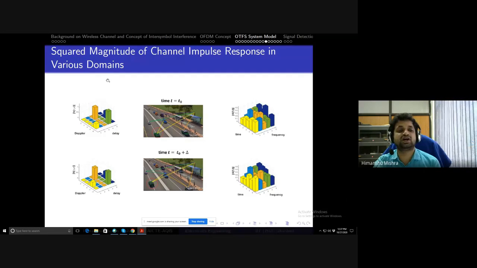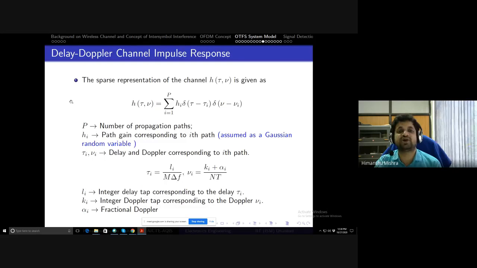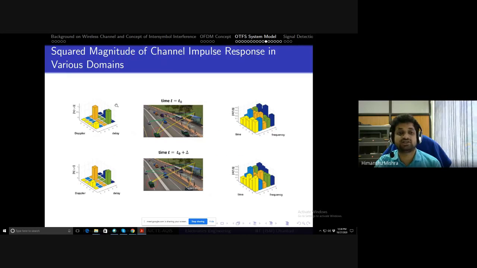The next one is simply that when this is moved after a delay of delta, you may have something like this. So basically what we are focusing on is the delay Doppler domain. The channel in the delay Doppler domain is sparse due to this reason.